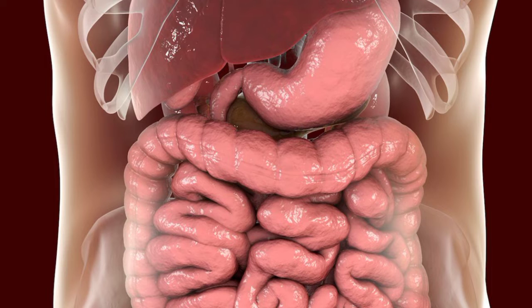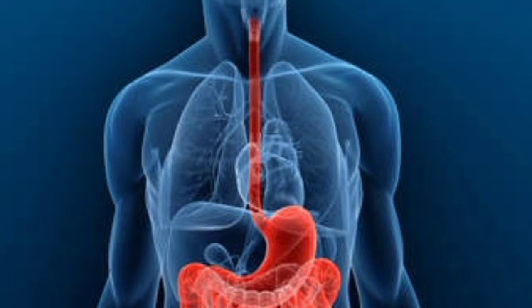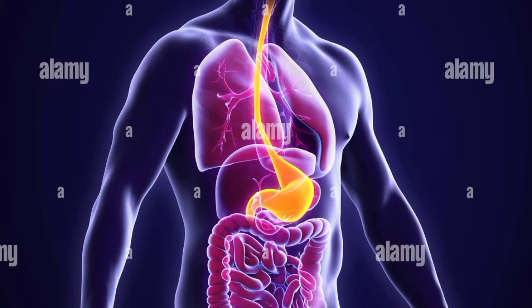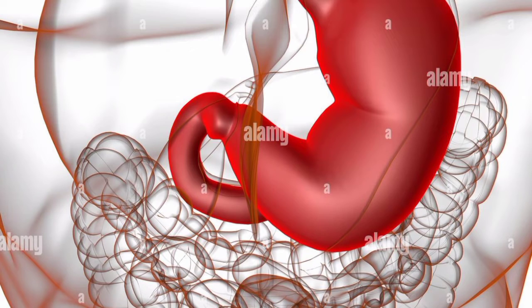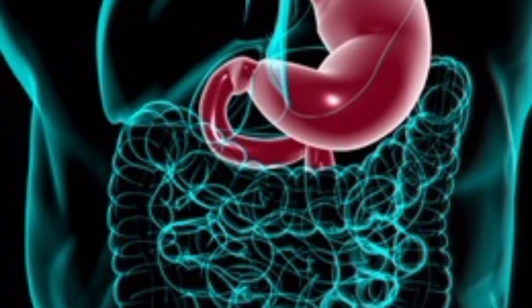Okay, and the right side presents some structures such as the left lobe and quadrate lobe of the liver, transverse colon, anterior abdominal wall and gastric triangle. So it's all about the anterior superior surface, left side and right side, and some structures.